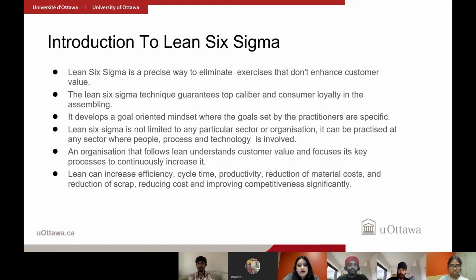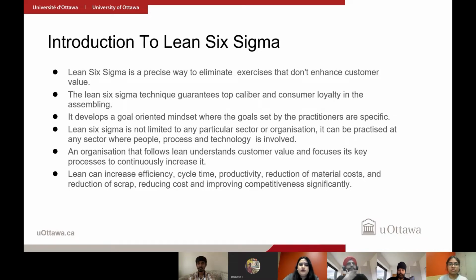Introduction to Lean Six Sigma. Lean Six Sigma is a precise way to eliminate steps that don't enhance customer value. The Lean Six Sigma technique guarantees top caliber and consumer loyalty in assembling. Lean Six Sigma is not limited to any particular sector or organization. It can be practiced at any sector where people, process, and technology is involved.